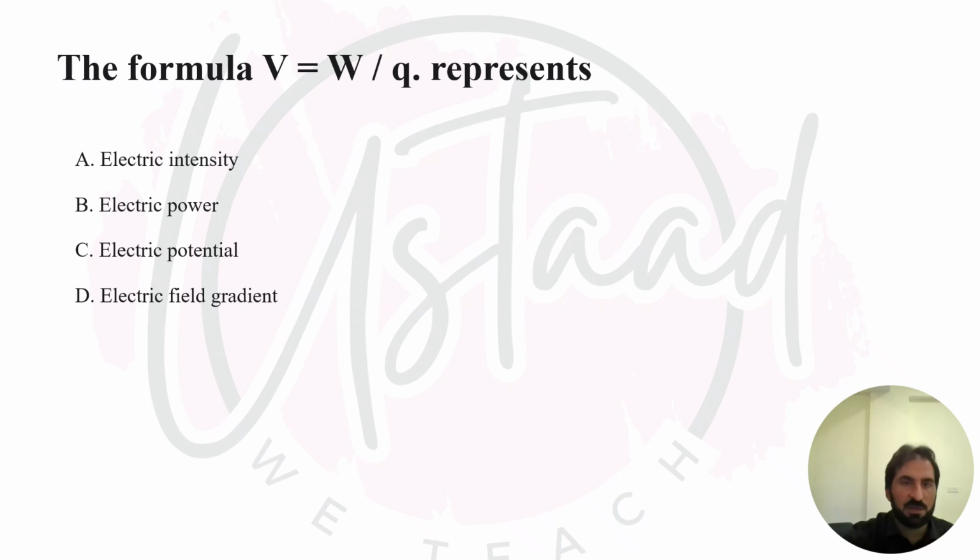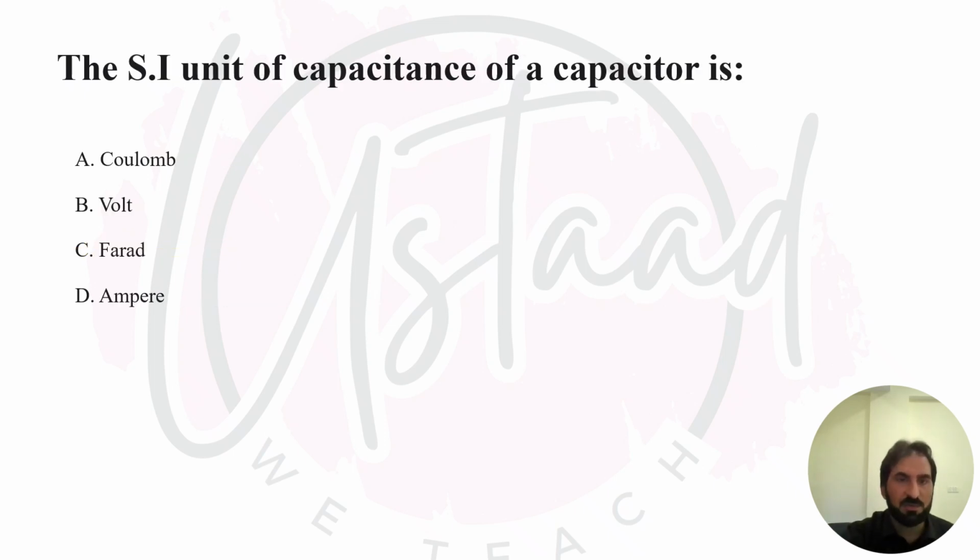Next MCQ is, the formula V equals W divided by Q represents: option A, electric intensity; B, electric power; C, electric potential; and D, electric field gradient. So the third option, option C, electric potential, is correct. This is the mathematical form of the definition of the electric potential, that is V equals W by Q.